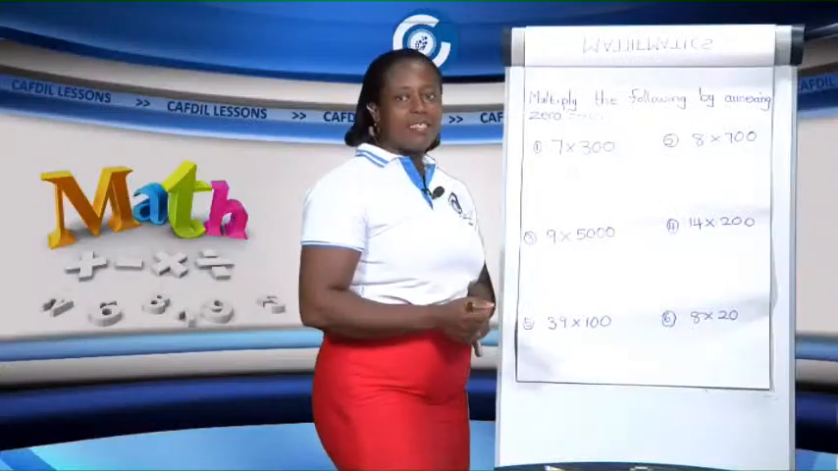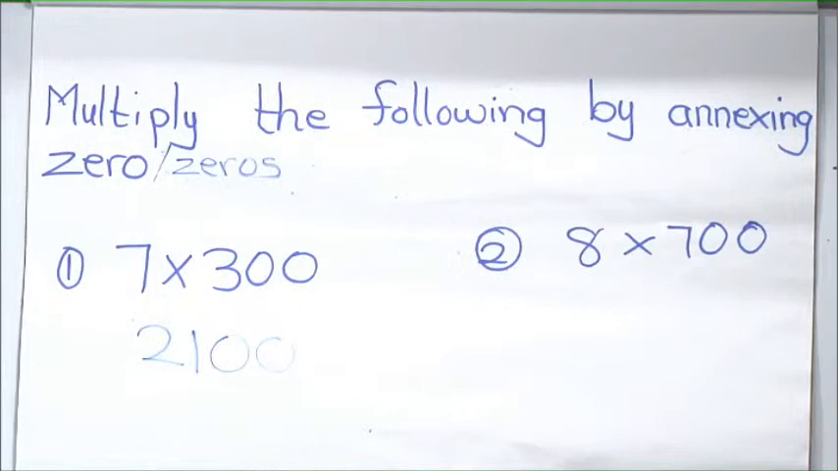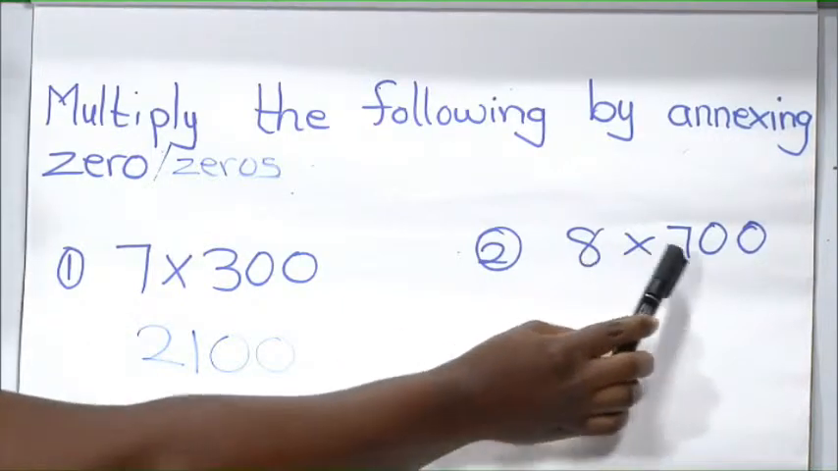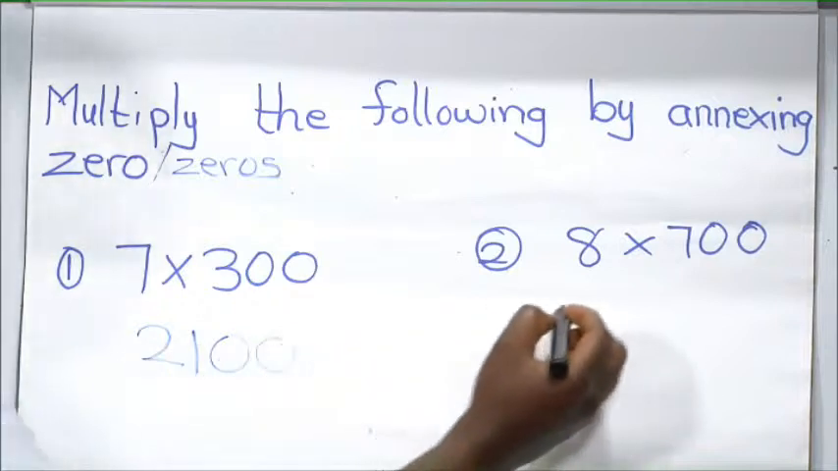Let's go to the second example. 8 times 700. With this, we will multiply the 8 and the 7. After that, we will add the 2 zeros. So quickly take your pen, multiply the 8 and the 7, and write the answer down. 8 times 7, and I hope you had 56 as your answer.